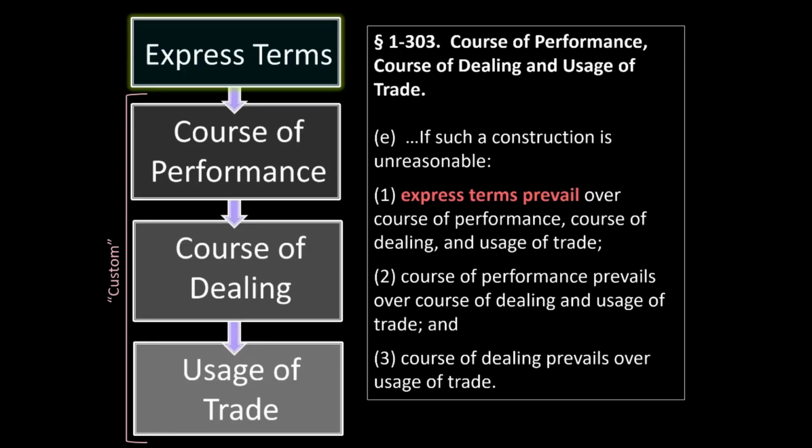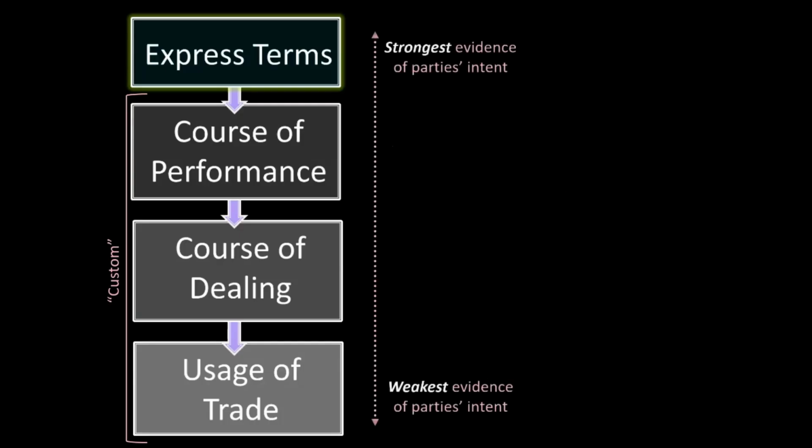The rationale for this hierarchy may seem pretty intuitive. That is, that the express words of the parties are the single best evidence of what the parties intended to be bound to, whereas a usage of trade, by contrast, has nothing to do with the specific parties to a particular transaction. Instead, trade usages are about what other parties in the same business or industry as the parties to this contract would have intended.